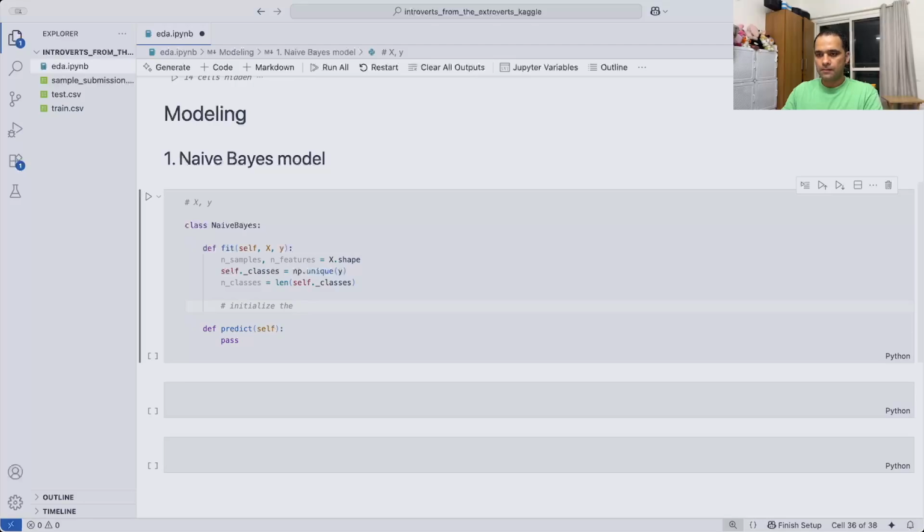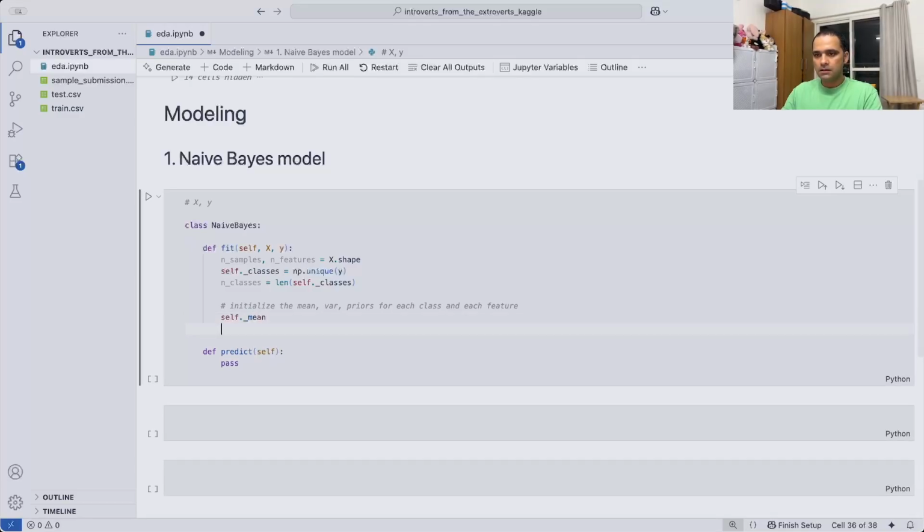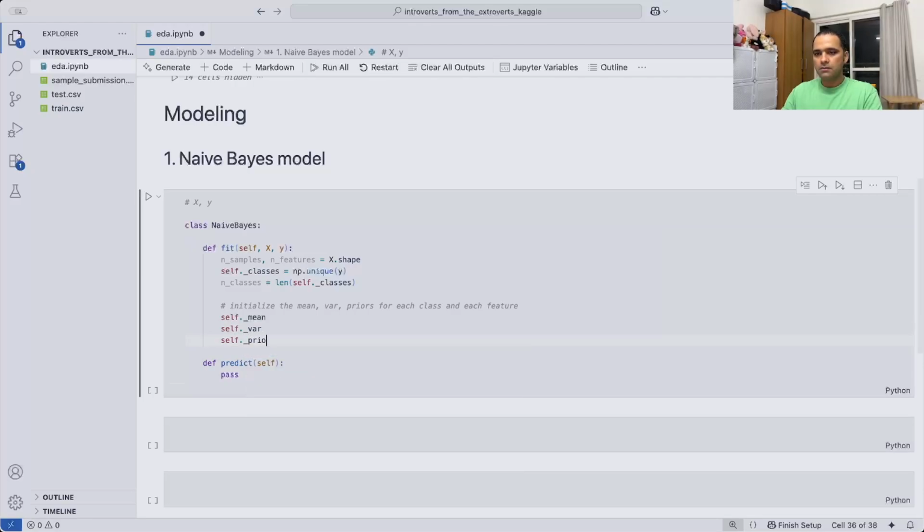Initialize the mean, variances, and for classes we need to initialize priors for each class and each feature. So initialization can be done as self mean. These variables we can use. So all these learnings from the model we can initialize as zeros.